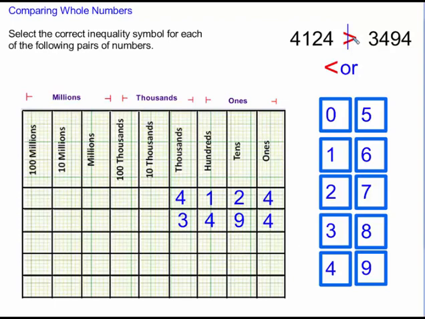So think of this as small on the right and big on the left, so the thing on the left is big and the thing on the right is small. This is read 4,124 is larger than 3,494.